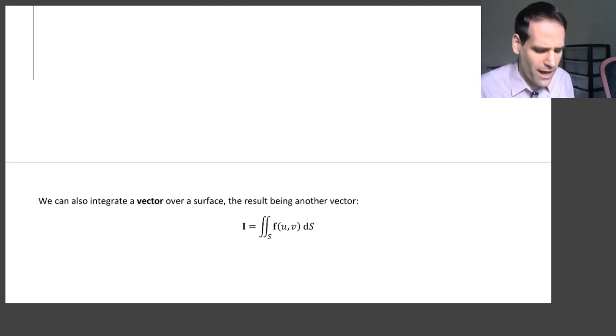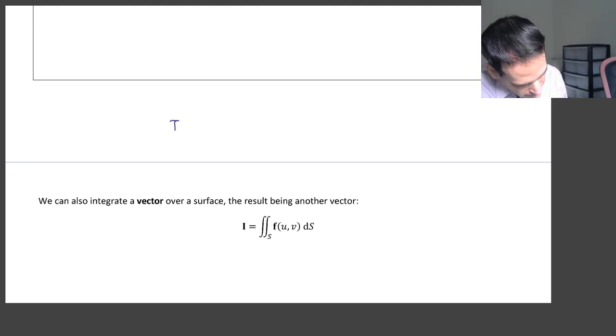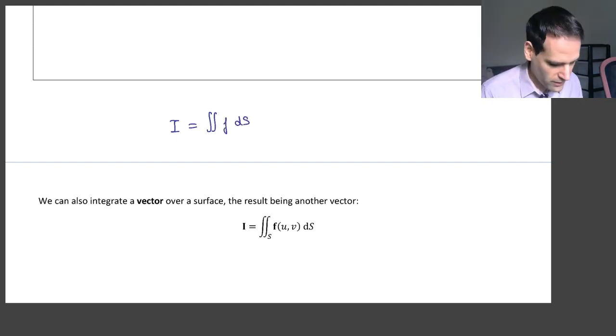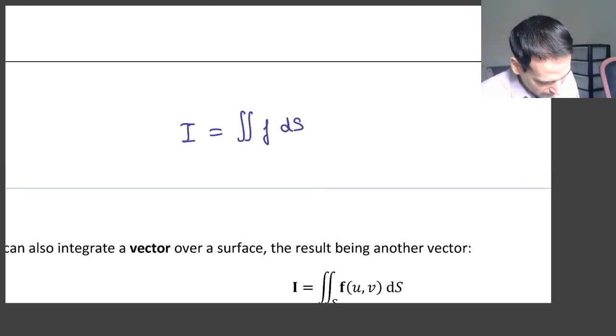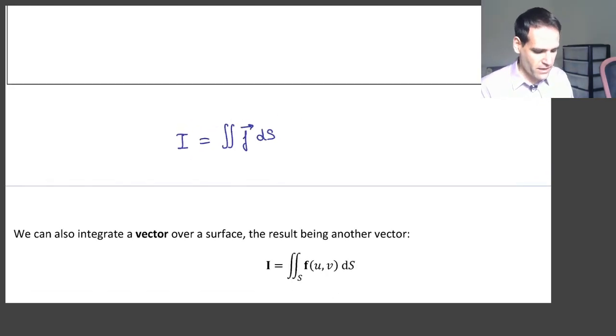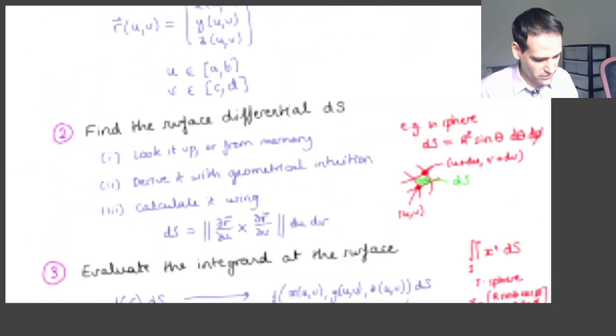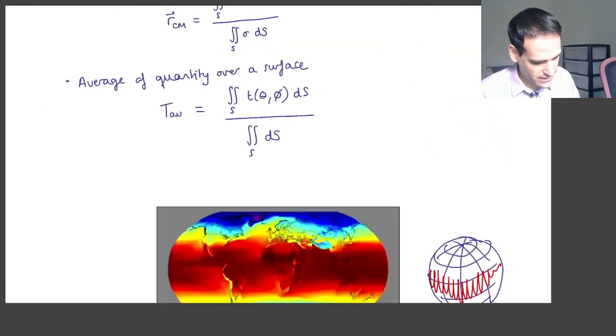So I have showed you how to integrate the surface integral of some function, and this function I have taken as a scalar function. But of course you can also do integrals of a vector function, okay? And as you know, this will have applications, for example, in calculating the center of mass.